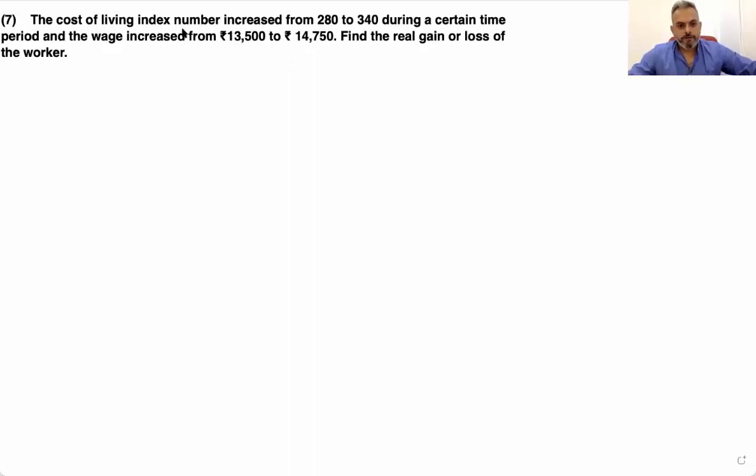The cost of living index number increased from 280 to 340 during a certain time period. So index 280 से हो गया 340, and the wage increased, यानी wage यानी पगार, पैसा जो उसको मिलता है वर्कर को, from 13,500 to 14,750. Find the real gain or loss of the worker.